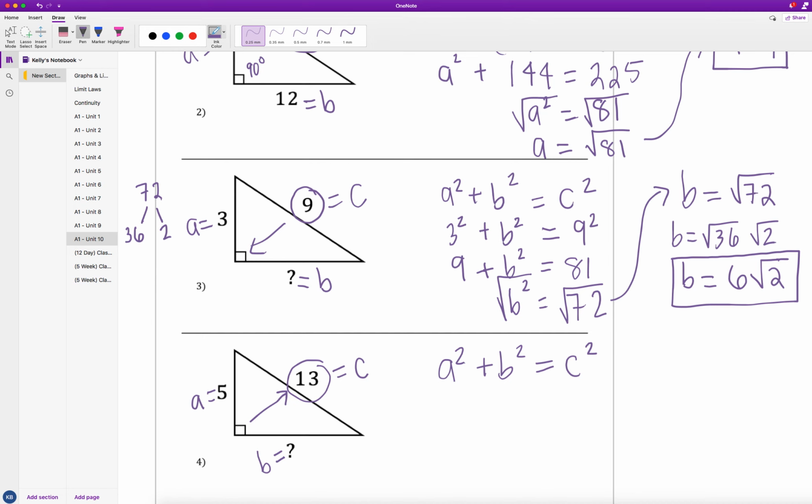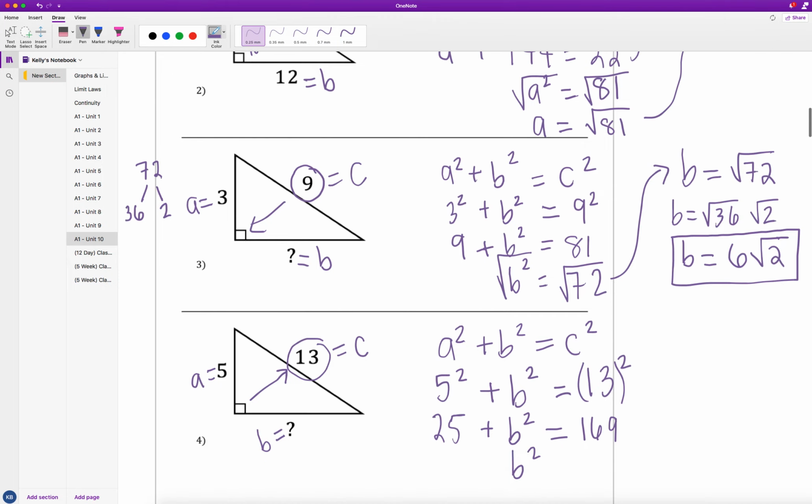So example 4, our a is going to be 5, so I'll have 5 squared plus, we're looking for the b squared value, equals, our c is going to be 13, so we end up with 13 squared. Simplifying down, 5 squared gives us 25, plus b squared equals 13 squared, which is 169. To get b by itself, let's subtract the 25 over, so we get b squared equals 144.